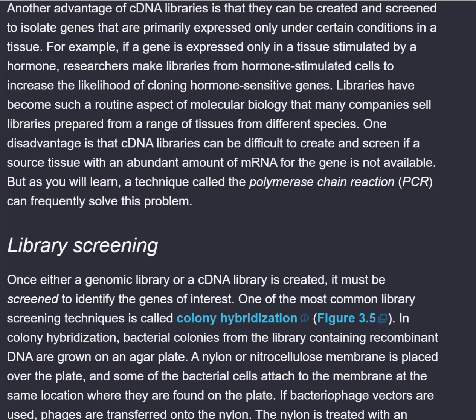Libraries have become such a routine aspect of molecular biology that many companies sell libraries prepared from a range of tissues from different species. One disadvantage is that cDNA libraries can be difficult to create and screen if a source tissue with an abundant amount of mRNA for the gene is not available. But as you will learn, a technique called the polymerase chain reaction, PCR, can frequently solve this problem.